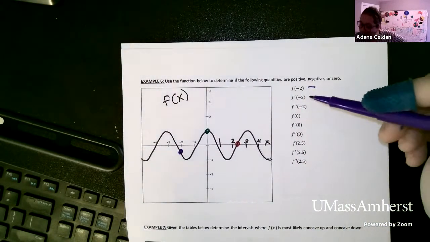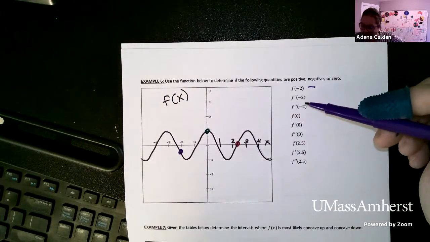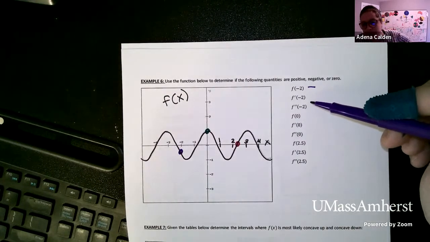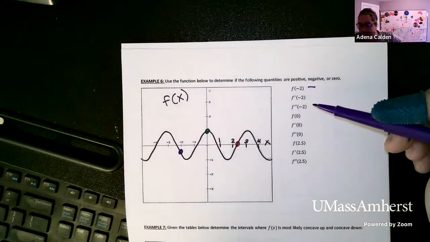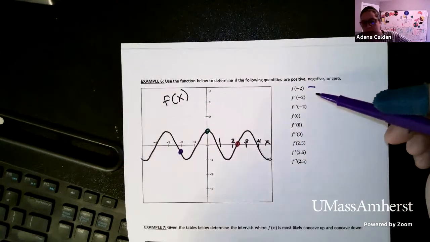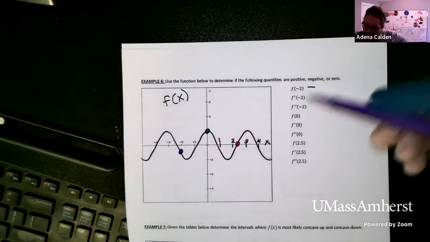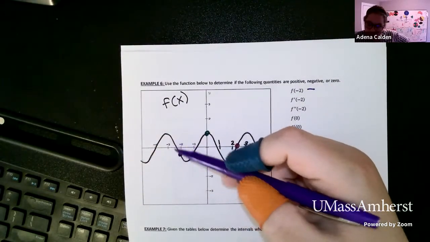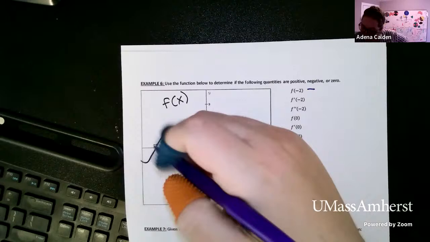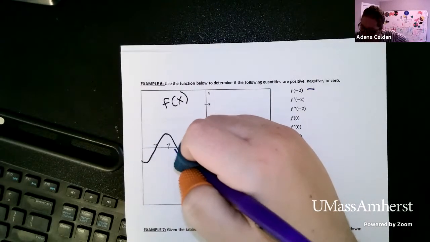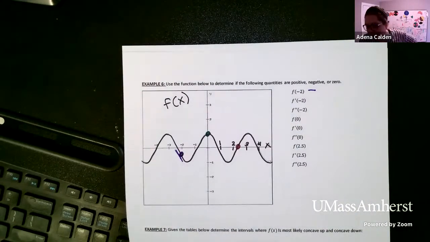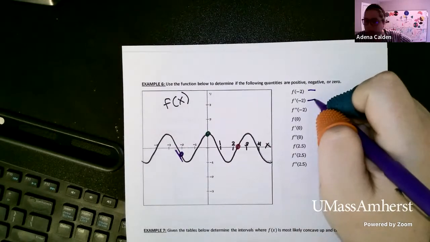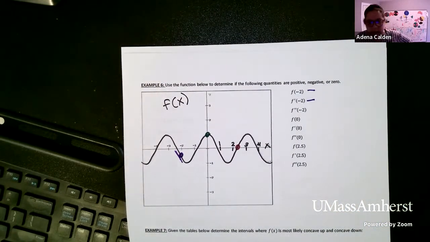Okay. The derivative at -2 is asking whether the function is increasing, decreasing, or constant at that point, because that will tell us if the slope of the tangent line is positive, negative, or 0. We can see that at this point we are decreasing. And if we were to actually sketch in a tangent line, we would see that it's also negatively sloped. So the derivative at -2 is negative.